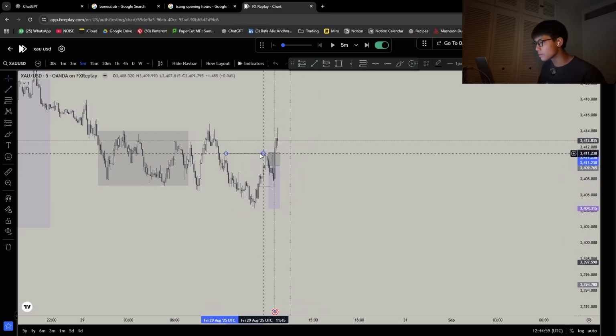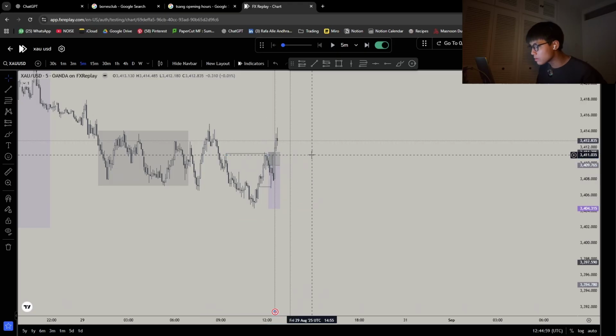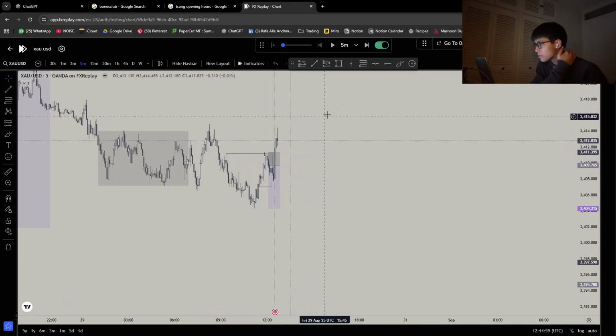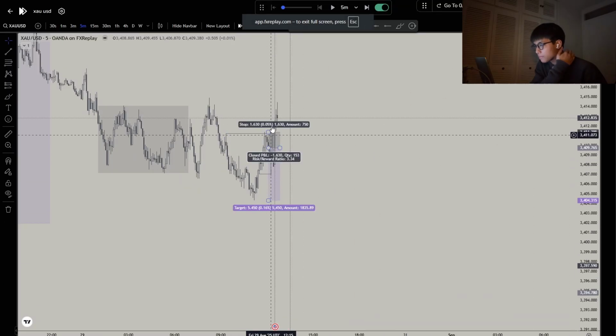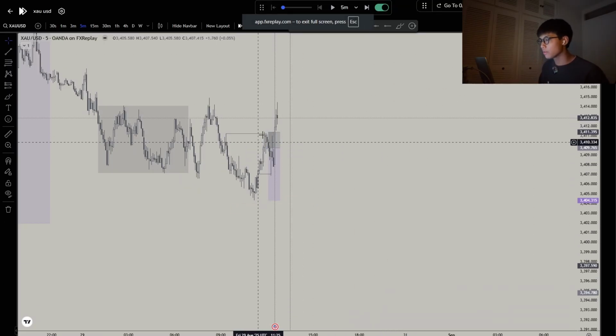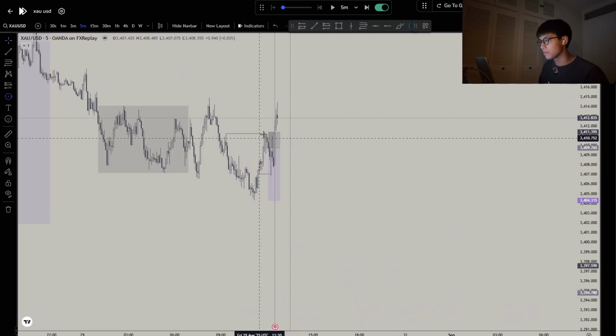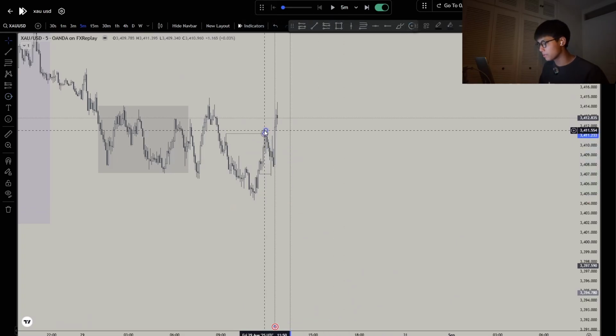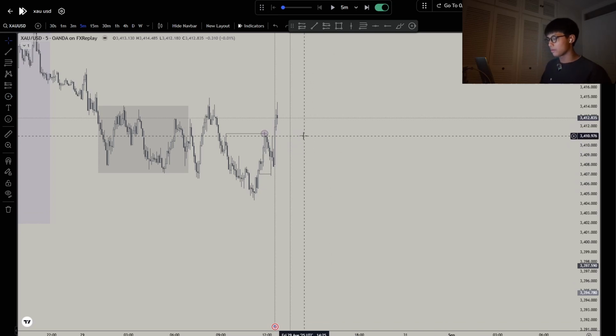So what I can see is, even though this is not my trading time, that the wick on the liquidity sweep is not really that prominent. That wick right there, it's very small. But let me just take a screenshot.